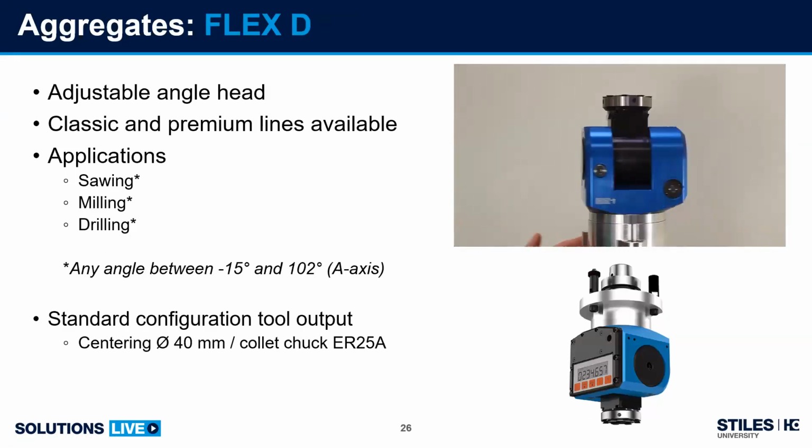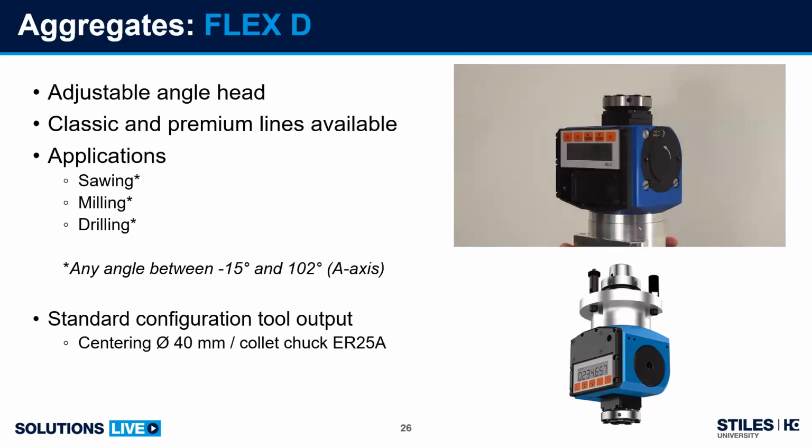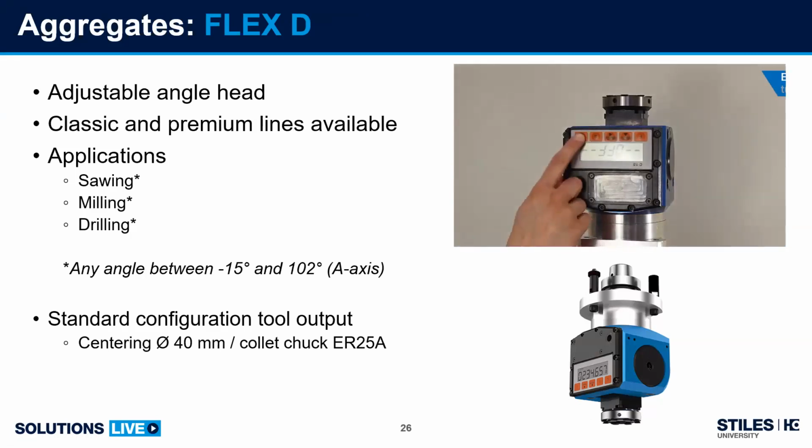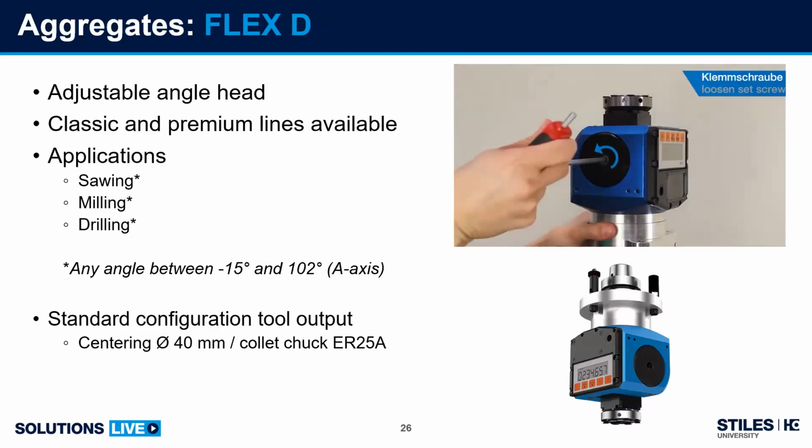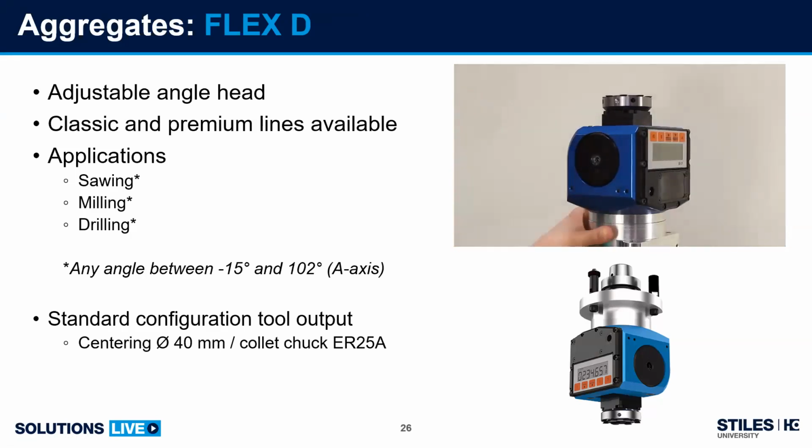So now we're going to get into the adjustable angle head. This is a Flex D unit. The one that you're going to see in the video and in the photo is part of the premium line. Keep in mind, again, there's a classic and premium. But these adjustable angle heads are extremely versatile units. You can see here any angle between -15 up to 102 on that A axis.